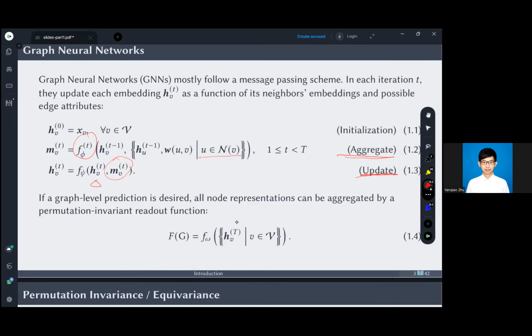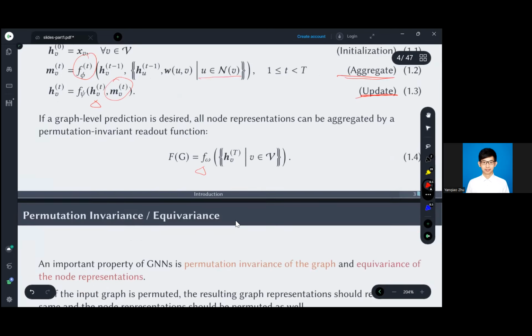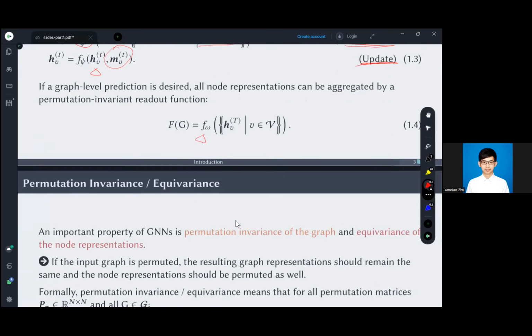If we want to further obtain a graph level representation, we aggregate all the node representations into a single representation, called F_G, possibly through a nonlinear mapping. Mostly we use, for example, a sum function followed by an MLP. This F sigma must be permutation invariant with respect to the node ordering. So this is the graph neural network formulation.